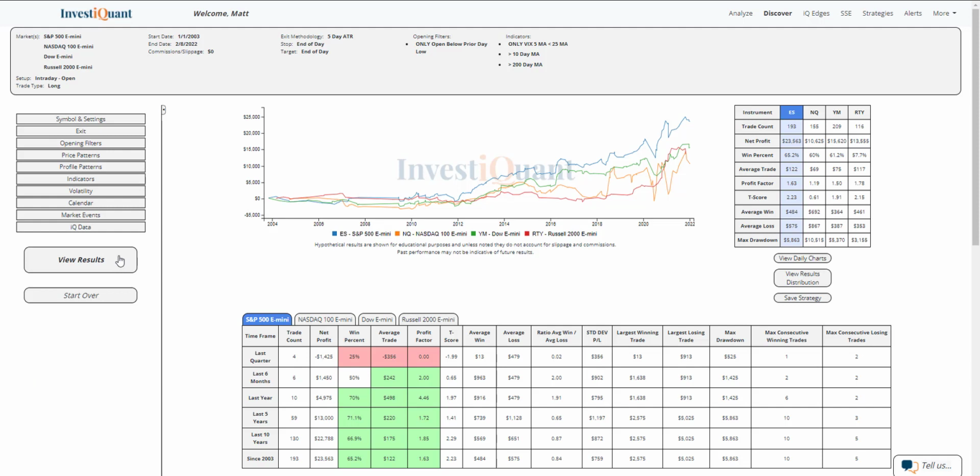If we look at the win rates on them, S&P, pretty nice win rate for 193 samples there. 65% of these have closed above the open. We've got 60% in the NASDAQ, 61 in the Dow, 58 in the Russell.